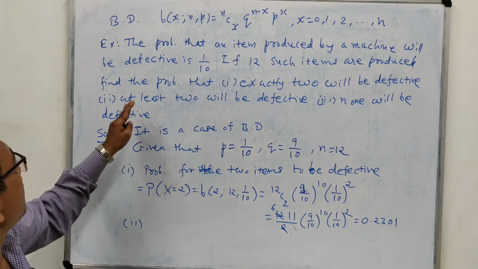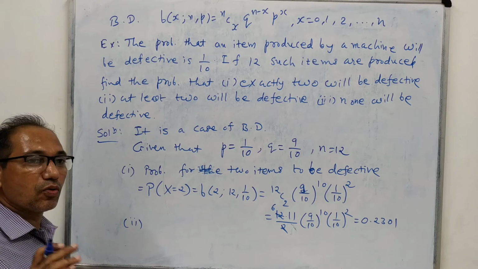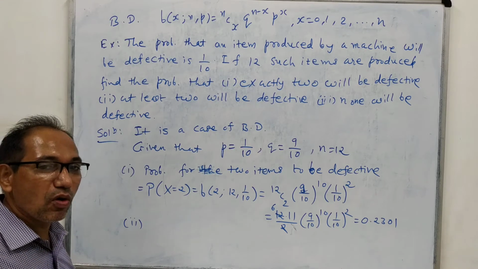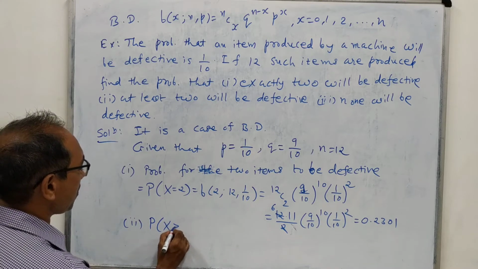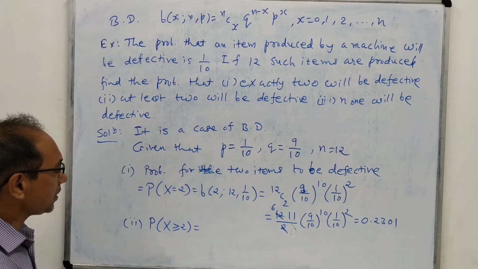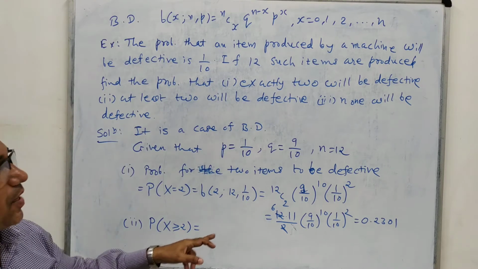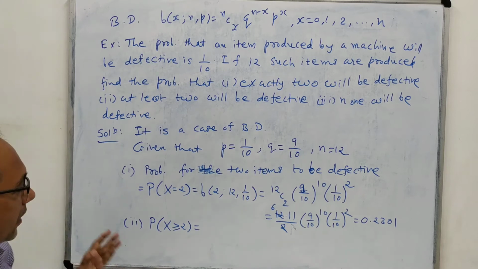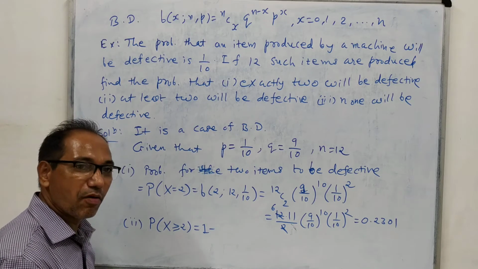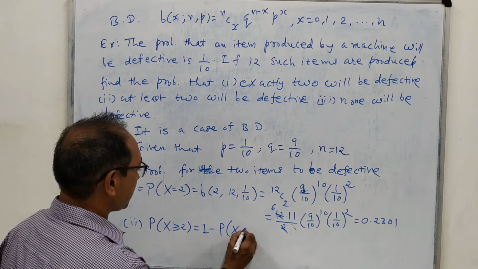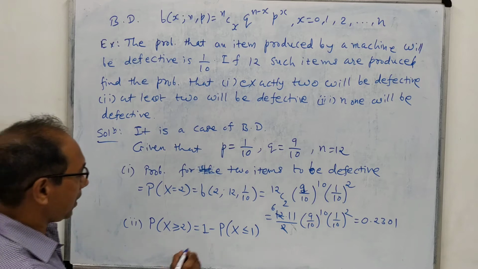For the second question, at least 2 will be defective. At least 2. That means minimum 2 items should be defective. There can be more items defective. Okay. So we want to find out actually here probability of x greater than or equal to 2. That means here we will have to find out the binomial probability for x equal to 2, 3, 4, 5 up to 12, because n is 12, but it takes a lengthy process and too much time. So instead of this, we will make use of the idea of 1 minus probability of x less than or equal to 1. Okay, and this kind of situation we already discussed in the last lecture.